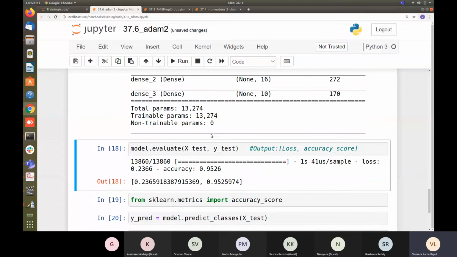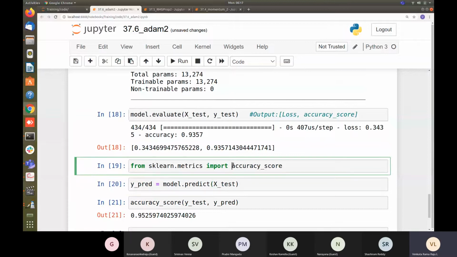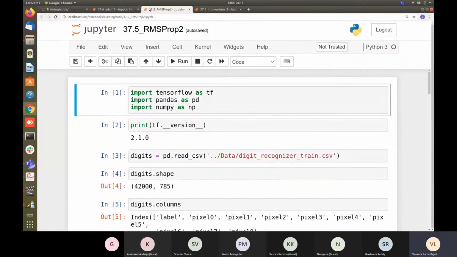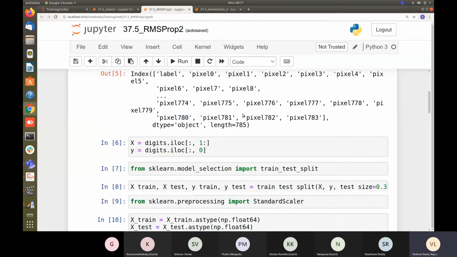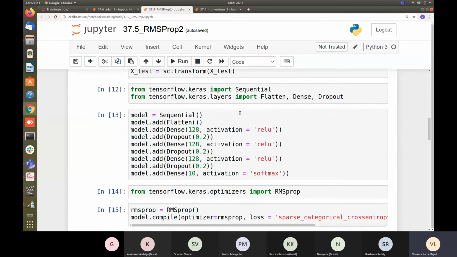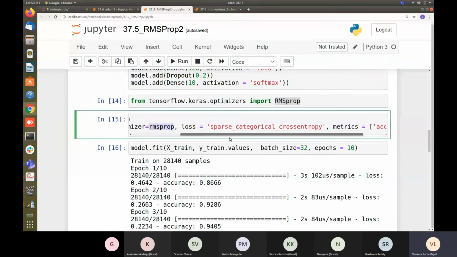So evaluate. I think predict class is taken out. We have to take predict and then do whatever we need to. You do it. Okay. And then this is RMS prop, and I did not specify anything here. I'm using the default value, so we'll see the default beta. Wait.